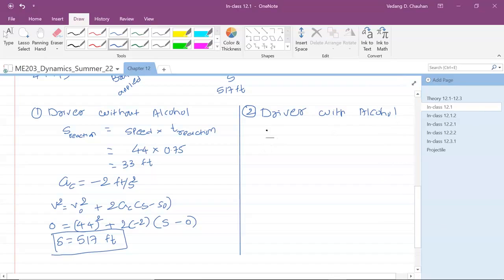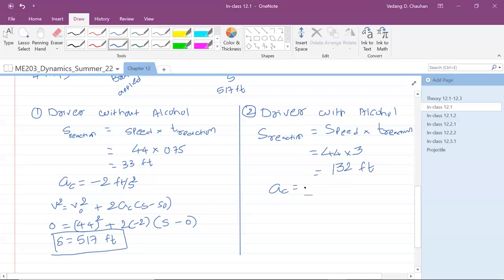in the body, S reaction time will again be speed multiplied by T reaction time, and speed here is 44 and reaction time is 3 seconds. So that brings us to 132 feet distance traveled before brakes are being applied. And then the remaining portion is still the same.